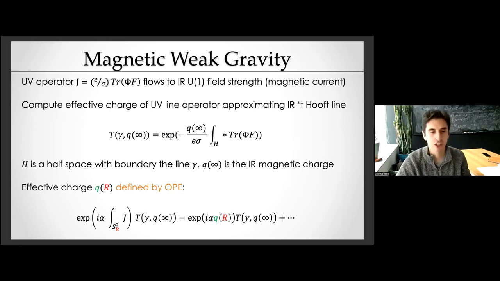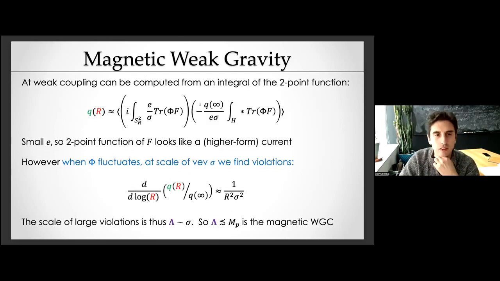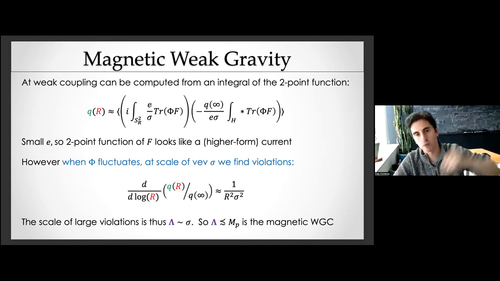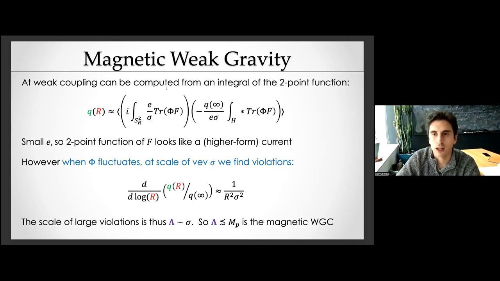So that's the definition of the effective charge Q of R. It looks a little bit like a bear to compute Q of R, but at least at weak coupling, so if e is small, weakly coupled non-abelian gauge theory, and we Higgs in a regime where it's all weakly coupled, then you can compute this Q of R, this effective position dependent charge, from an integral of the two-point function.